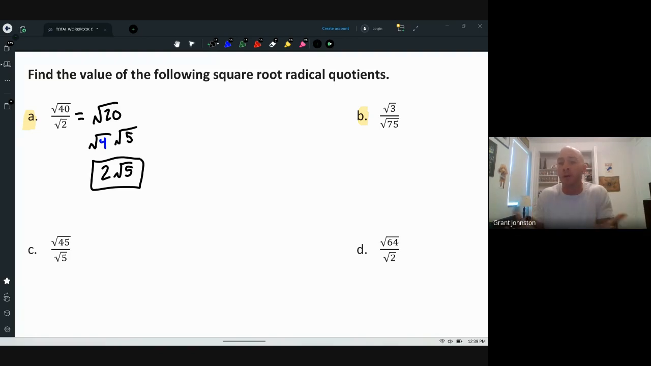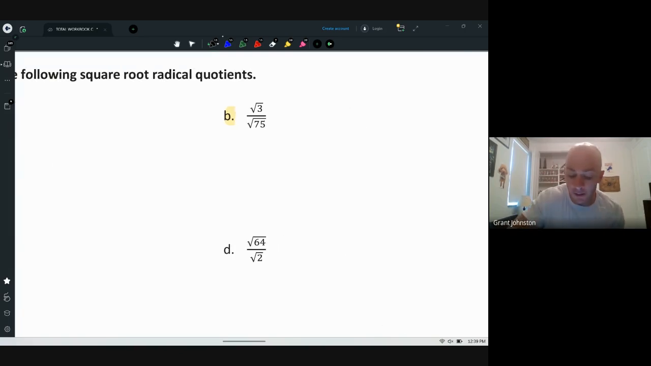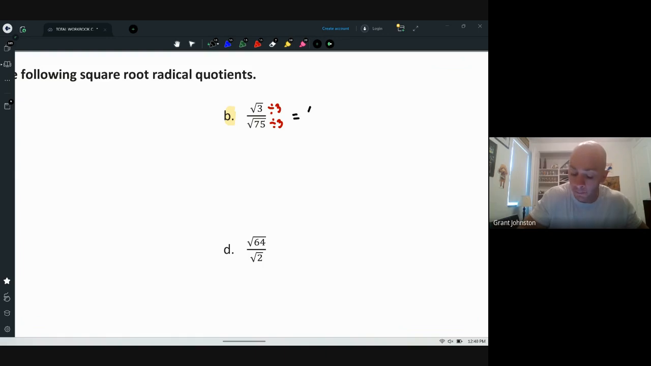So what you can do in division, you can simplify these sort of like fractions. So if I have the square root of 3 divided by the square root of 75, and I think of the fraction 3 over 75, I can simplify that fraction. So 3 and 75 are both divisible by 3. So I'm just going to simplify this quotient first. So I'll show what I'm doing. I'm going to divide by 3 because they're both divisible by 3. So I'm just simplifying this to start.